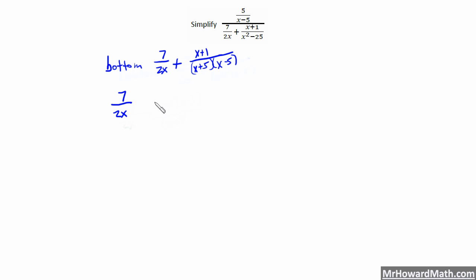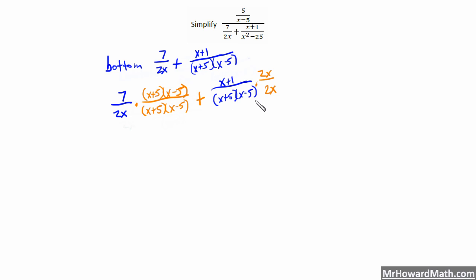Okay, so I'm multiplying this one by x plus 5, x minus 5 over x plus 5, x minus 5. That's just equal to 1, so it's okay to do. Alright, and then that's plus x plus 1 over x plus 5, x minus 5. I'm multiplying this one by 2x over 2x. 2x over 2x is just equal to 1, so that's okay to do. Okay, that establishes my common denominator of this one times all of this.